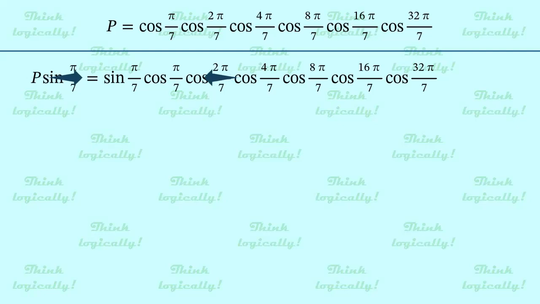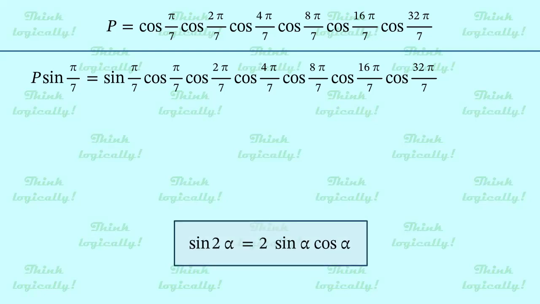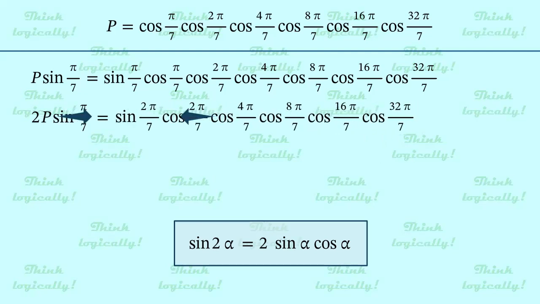We've got sine times cosine of the same angle in the right hand side. And we know the formula for the sine of double angle. Apart from sine times cosine, the formula has factor 2. And we can get factor 2 for the right hand side of our equation by multiplying the equation by 2. So we do the multiplication. The left hand side becomes 2 times P times sine of pi over 7. And in the right hand side we replace 2 times sine of pi over 7 times cosine of pi over 7 by sine of double angle, 2 pi over 7.